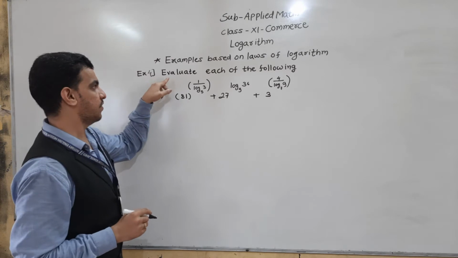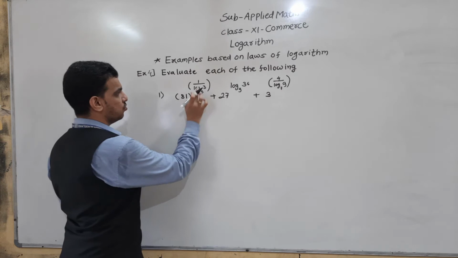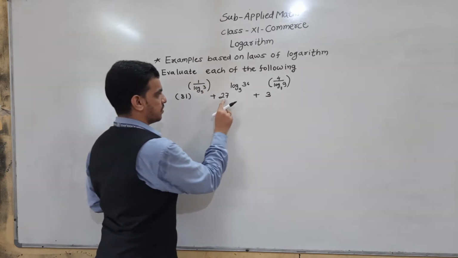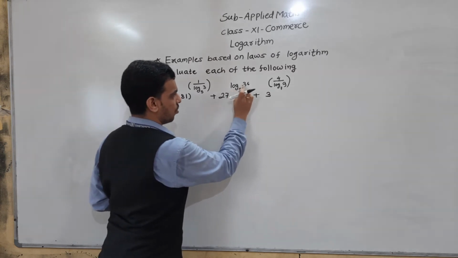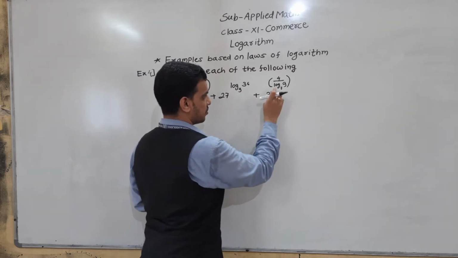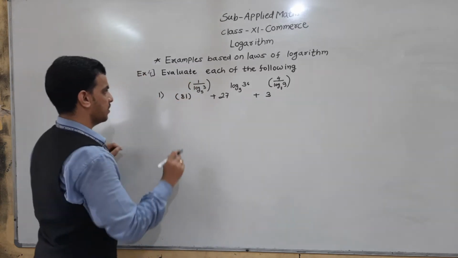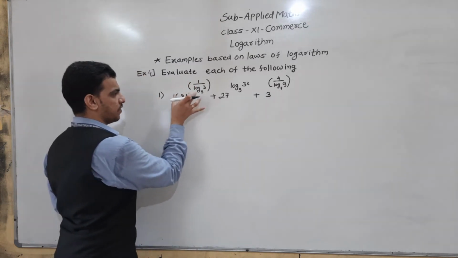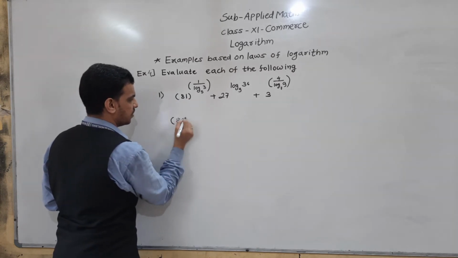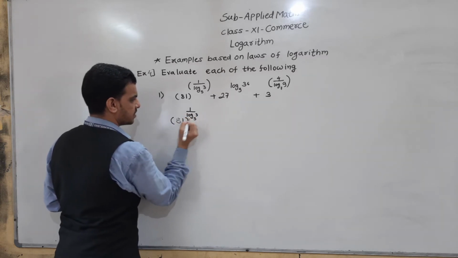Fourth example is evaluate each of the following. Okay, first one is 81 raised to 1 upon log 3 to the base 5, plus 27 raised to log of 36 to the base 9, plus 3 raised to 4 divided by log 9 to the base 7. Now we simplify. Suppose we have to simplify the first term, how do we simplify? 81 raised to 1 upon log 3 to the base 5.